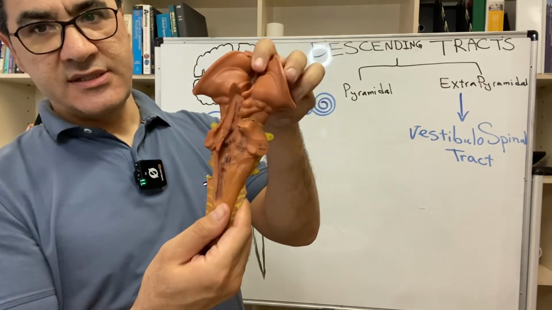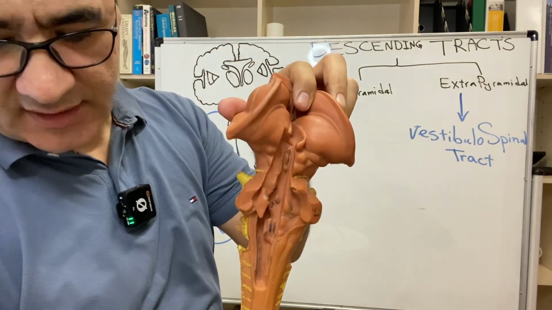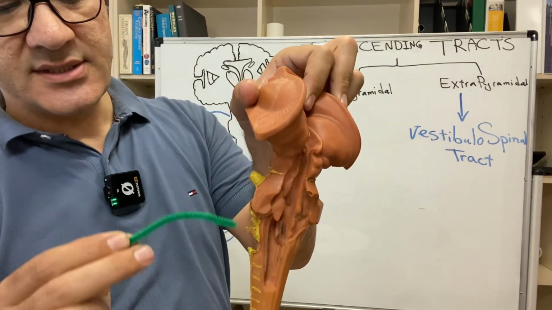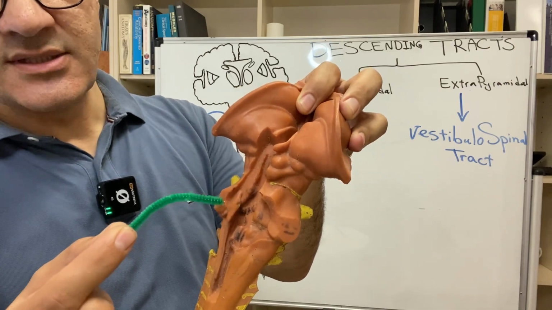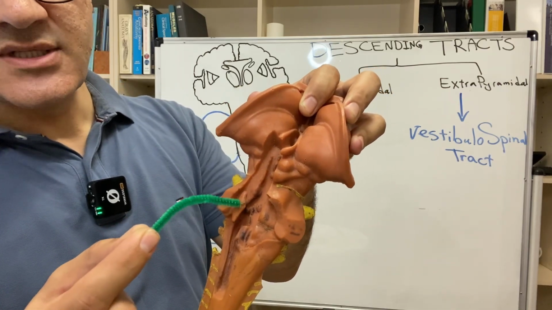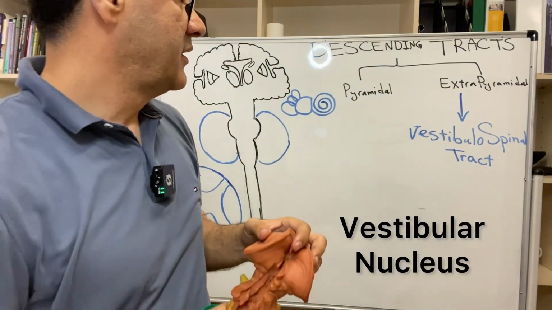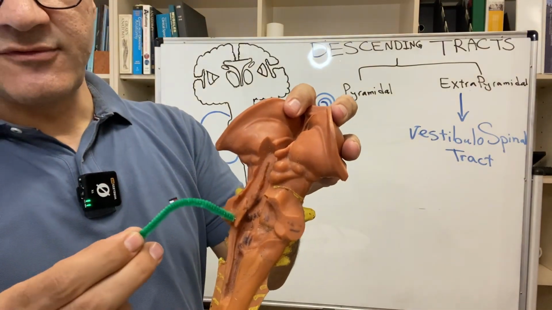From the posterior view, you can find some nuclei. These are the nuclei that you can see. At the border of the pons and medulla, here is the pons, this is the medulla, you can find this diamond-shaped nucleus. This diamond-shaped nucleus is the vestibular nucleus. So the vestibulospinal tract starts here from the vestibular nucleus.